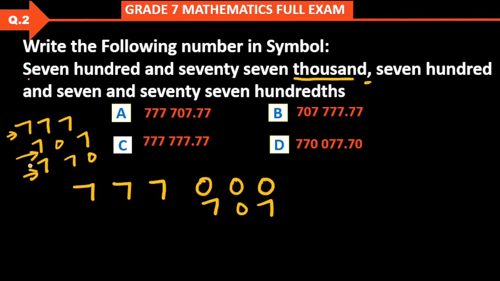Therefore, ensure that you don't get tricked with that. But let's again go ahead and read the final part of the question. So we have 777,707, and finally the last part we have 77 hundredths.